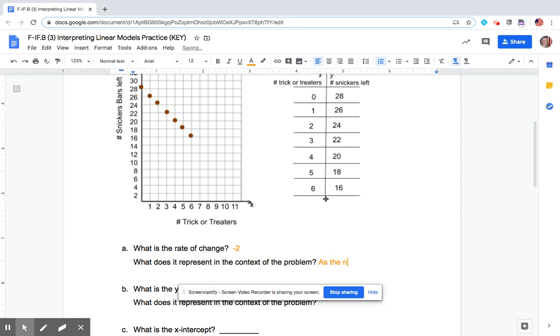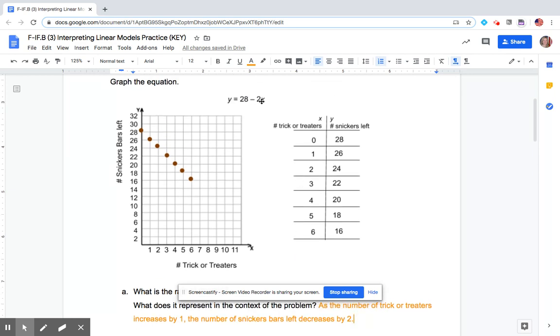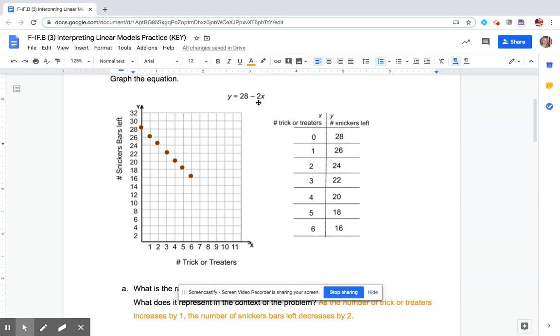As the number of trick-or-treaters, so we always start with as whatever this independent variable is, as the number of trick-or-treaters increases by 1, the number of candy bars left decreases, right? That's why it's negative, by 2. Now, where do we see that in the equation? We see right there, that is your rate of change, the coefficient of the x.